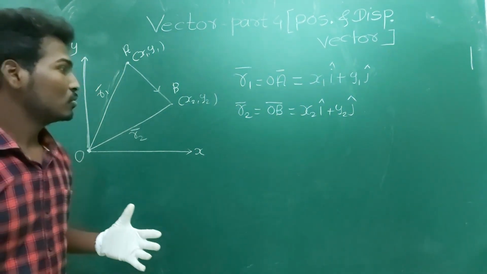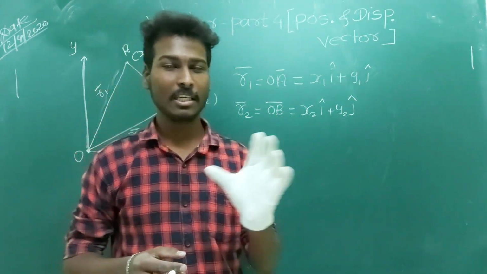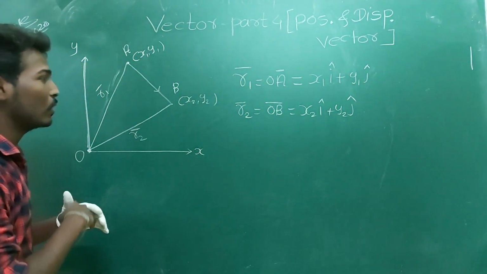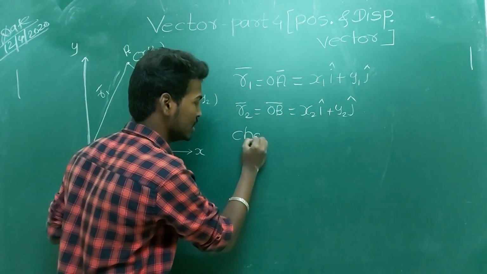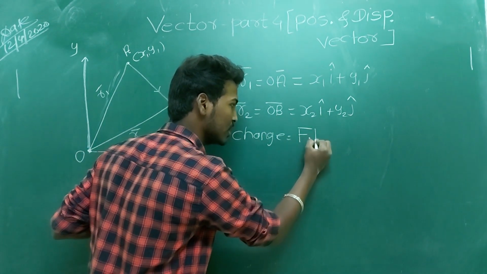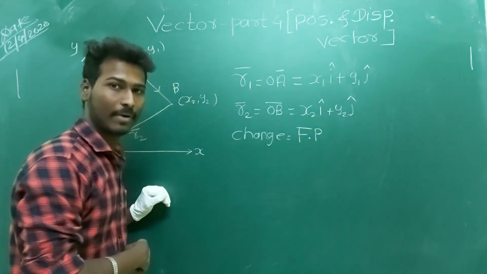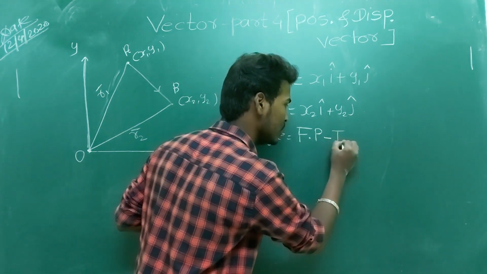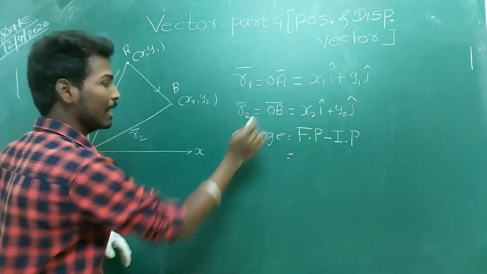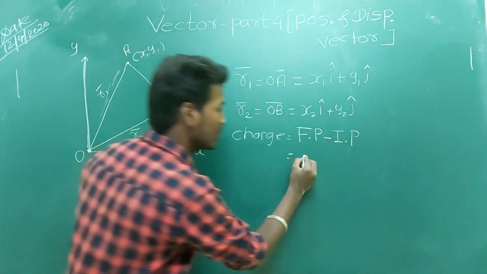Okay. So as I told you, what does it mean by displacement? Displacement is nothing but the change. So change तो यहाँ पे हुआ है. So change को हम कैसे लेते हैं? Change is nothing but final position minus initial position. तो final position क्या है? OB bar. B point here. That's why OB bar.